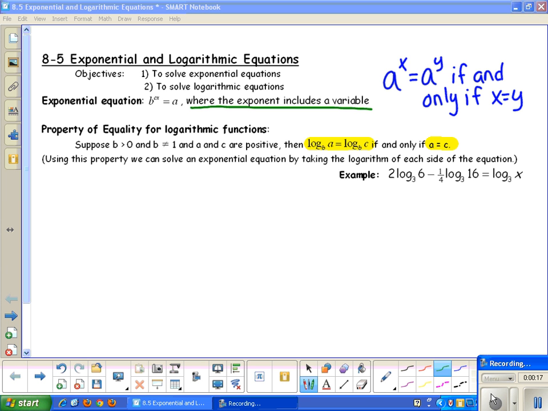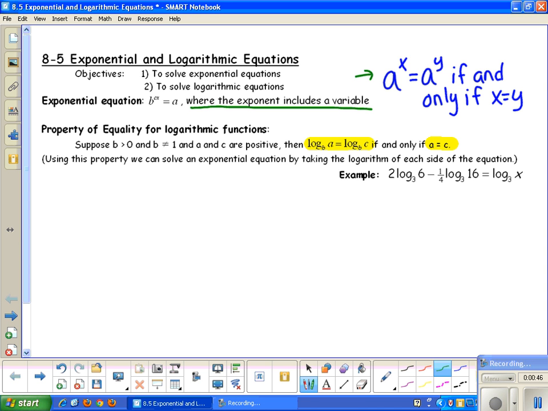For something to be an exponential equation, you have to have a variable as an exponent, otherwise it would not be an exponential equation. Remember that when we were solving these equations, when we did logarithms, we put it in exponential form, and we said if we have a to the x power equals a to the y power, something with the same base, then that only works if and only if the exponents x and y are equal to each other.